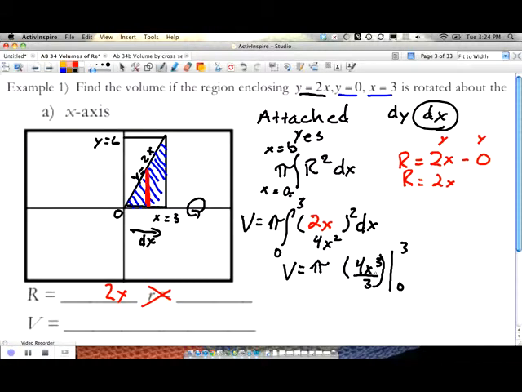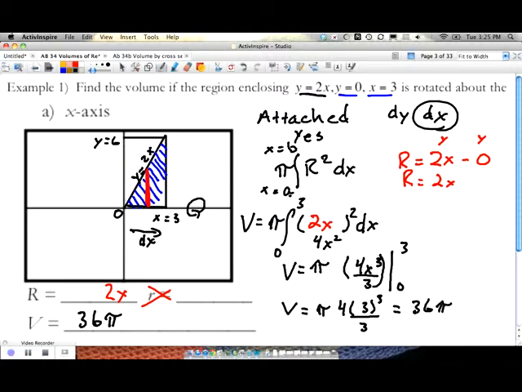And I notice that when I have this 0 here, if I plug that in, it's not going to give me anything for the second part of this evaluation. So I just really need to plug in a 3. 4 times 3 cubed over 3. We're going to multiply that by pi. So 3 cubed is 27. Divided by 3 is 9. And then times 4 is 36. So this equals 36 pi. So there's our volume, 36 pi.